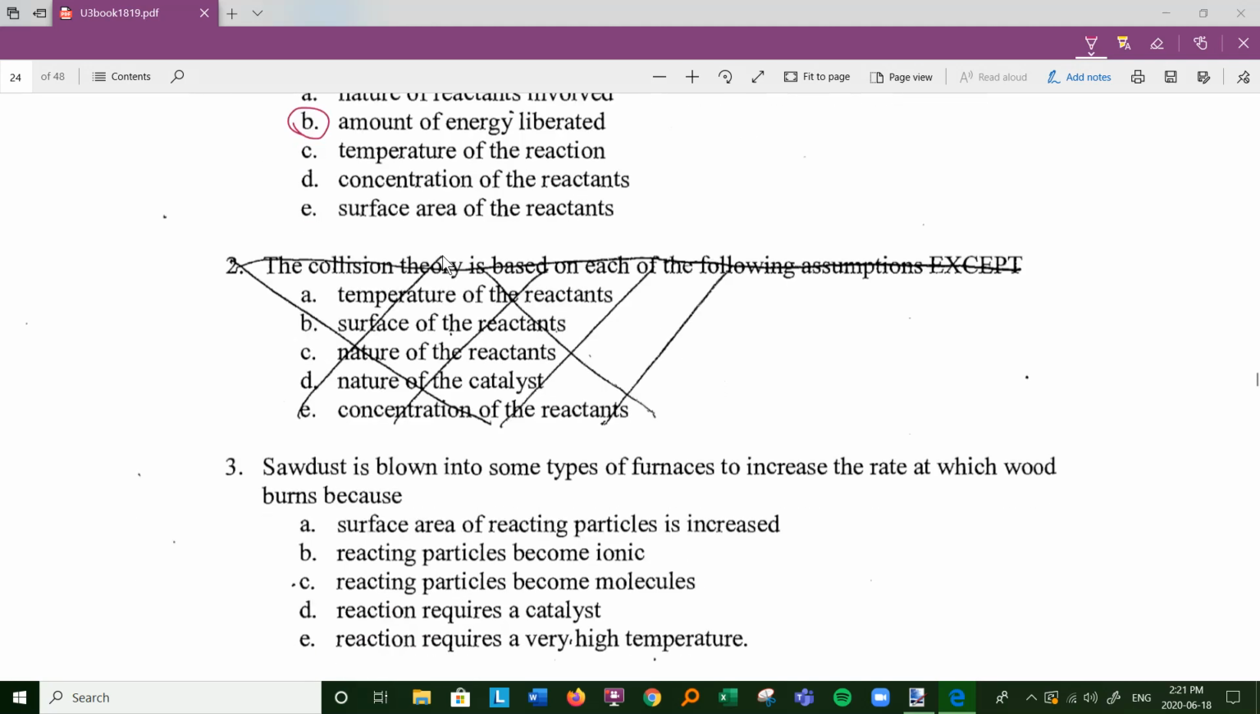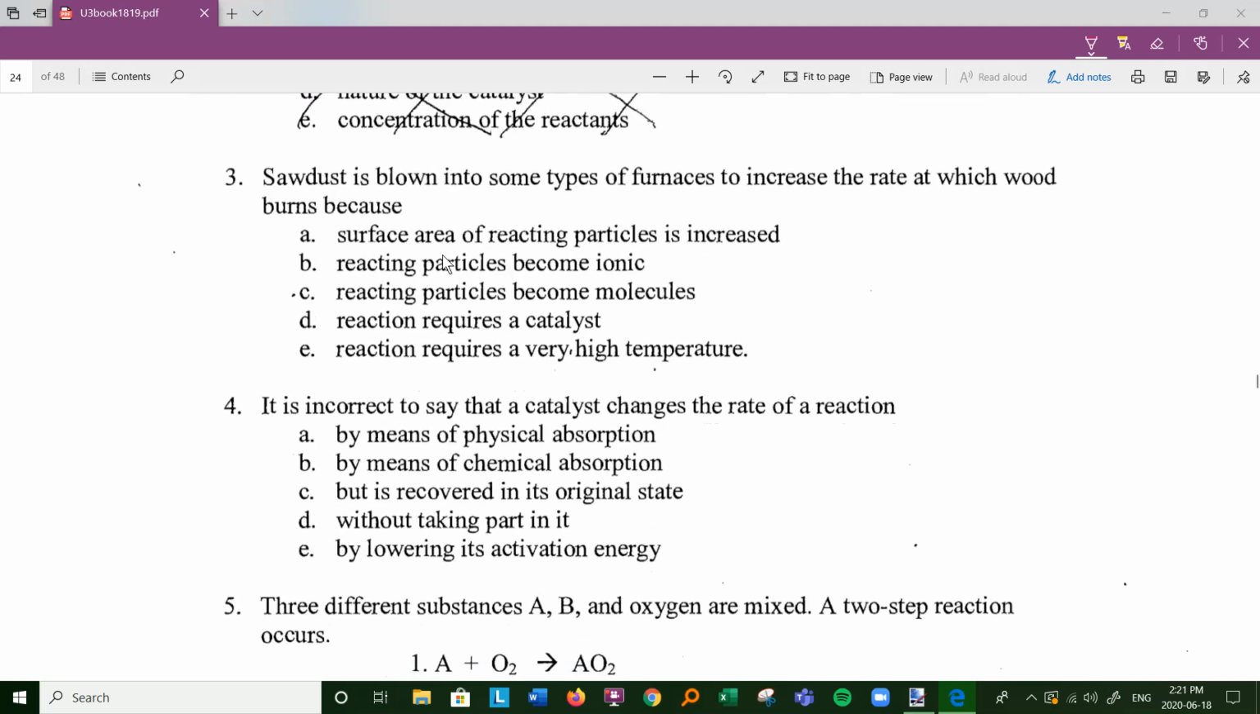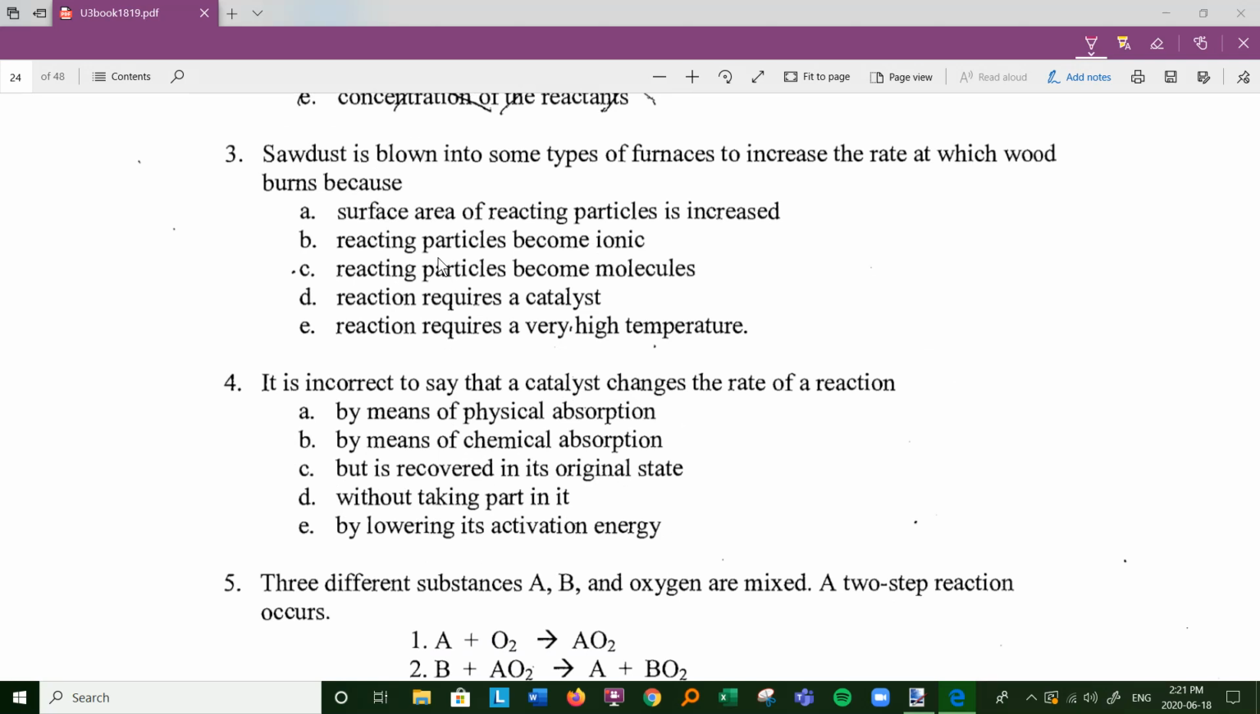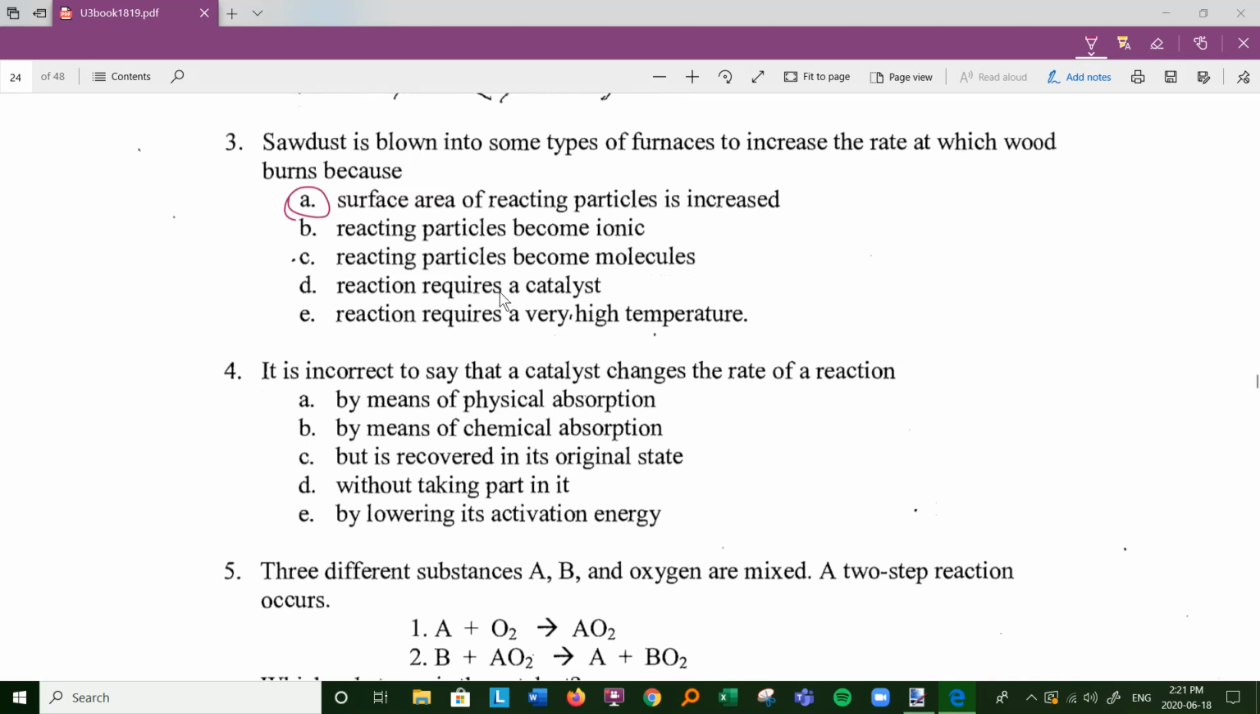Okay, question 2 is crossed out, so forget about it. Question 3, sawdust. Sawdust is blown into certain furnaces to increase the rate because you want to get greater surface area. Not a catalyst. It's not a catalyst because the sawdust gets used up, so that's not a good answer, the sawdust doesn't come back. You're just increasing the surface area, and that gets things going. But it isn't a catalyst.